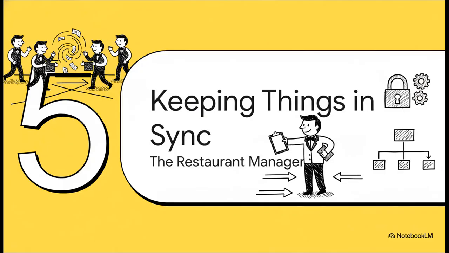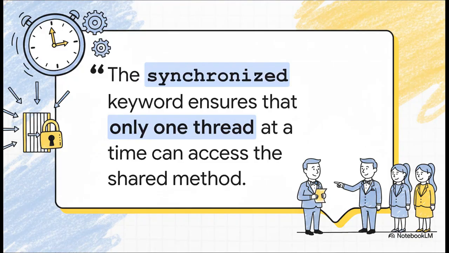So how do we stop our waiters from colliding and making a mess of the bills? Simple. We bring in a manager. The manager's whole job is to make sure that the supercritical tasks, like handling money, are done one at a time in an orderly way. And in programming, we call this synchronization. The main tool for this job is a special keyword called synchronized.